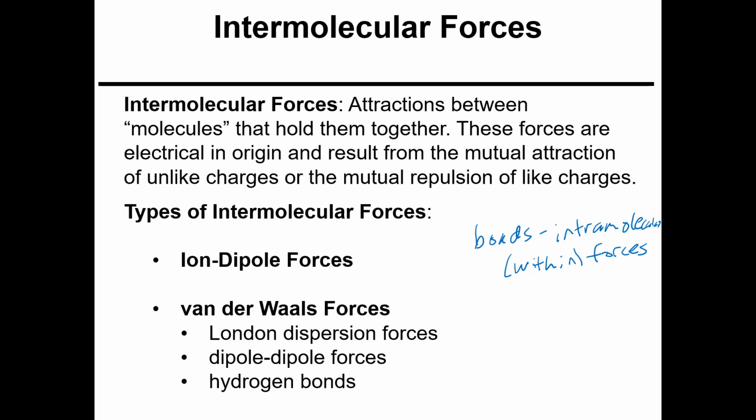So there's 4 different types of intermolecular forces that we're going to talk about. One is ion dipole forces, and this one is separate from the other 3 because this involves ionic compounds. So it involves one compound that is ionic and one compound that is covalent. You have to have at least one ionic compound for ion dipole forces to exist in a substance.